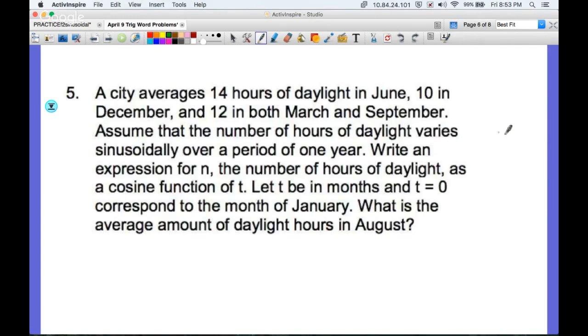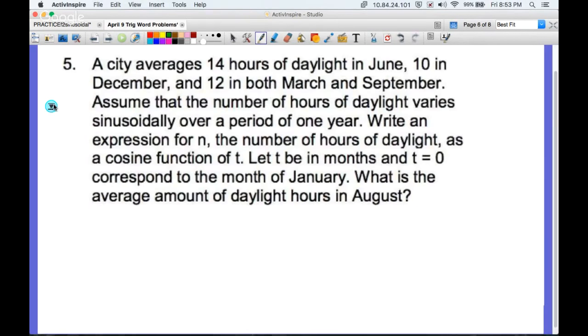All right, moving on to number 5. A city averages 14 hours of daylight in June, 10 in December, 12 in both March and September. Assume that the number of hours of daylight varies sinusoidally over a period of 1 year. Write an expression for n, the number of hours of daylight, as a cosine function of t. Let t be in months and t equals 0 correspond to the month of January.